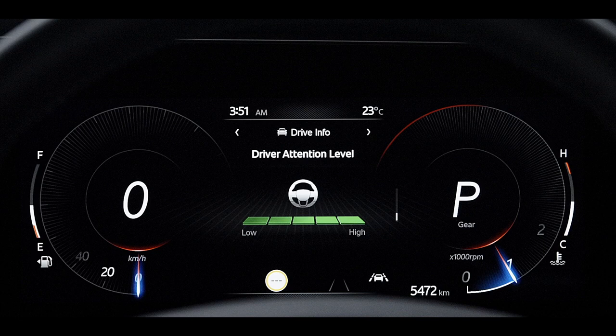2 attention bars indicate the driver is slightly sleepy and can stay awake with effort. A single bar indicates that the driver is extremely sleepy and cannot stay awake.